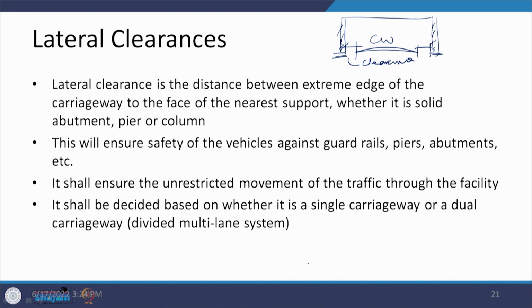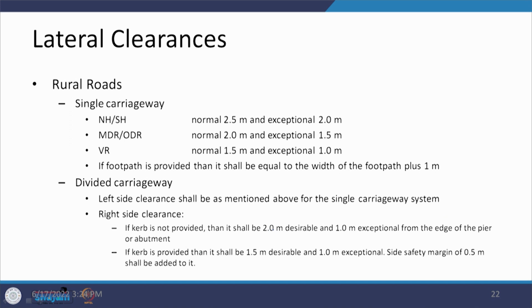Now, when we are looking at these lateral clearances, it can be decided whether it is a single carriageway or a dual carriageway. That means, a divided multi-lane system or what. So, let us see what happens here when we are again talking about rural versus urban roads. In the case of rural roads for single carriageway, we are basically talking about the shoulder. So, in the case of national highway and state highway, 2.5 meters on either side is provided. So, we have a carriageway here and then the shoulder.